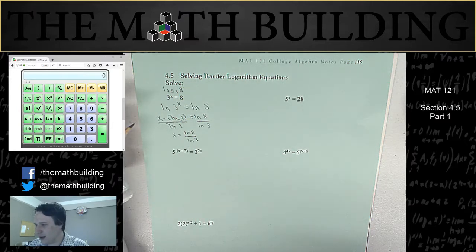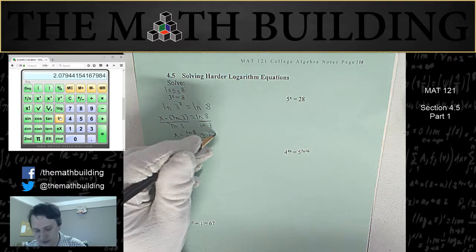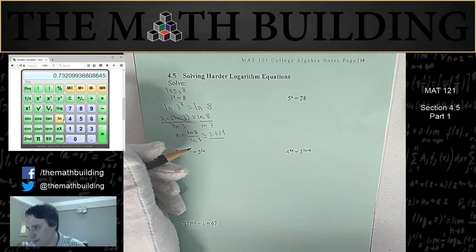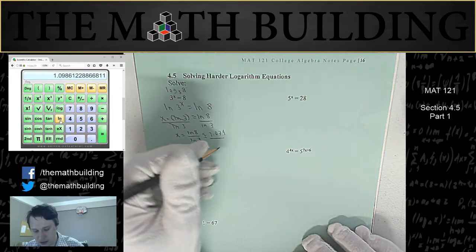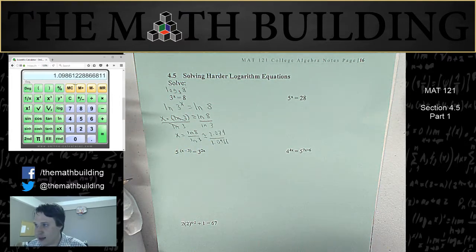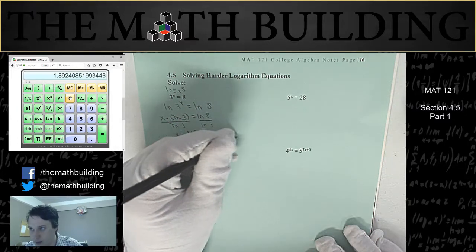Anyway, let's grab our calculator and do the natural log of 8, which is approximately 2.079, divided by the natural log of 3, 1.0986. And now we just divide them. So hopefully you can see that this is the change of base formula that we're using. You get an answer of approximately 1.892.